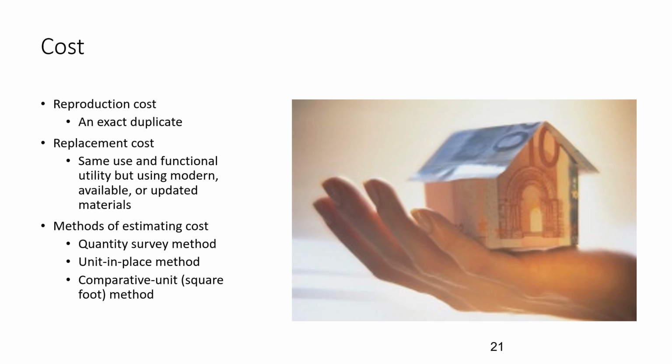Reproduction cost is an exact duplicate. Replacement cost is the same use and functional utility, but using modern, available, or updated materials. Methods of estimating cost: quantity survey method, unit and price method, and comparative unit square foot method.